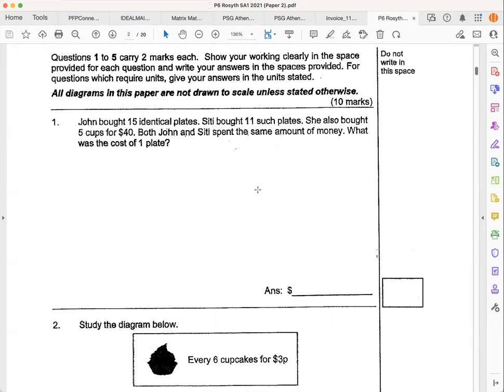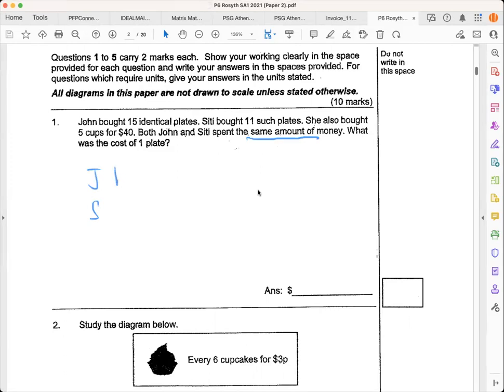City bought 11 such plates. She also bought 5 cups for $40. Both John and City spent the same amount of money. What was the cost of one plate? So after reading the question, the keyword I identified is same amount of money. So for John and City, both spent the same amount of money.